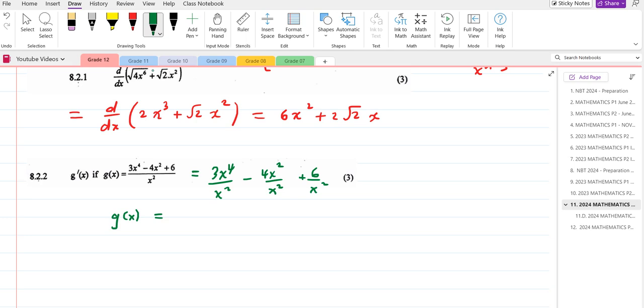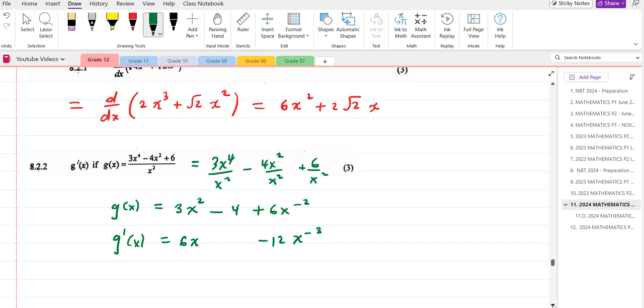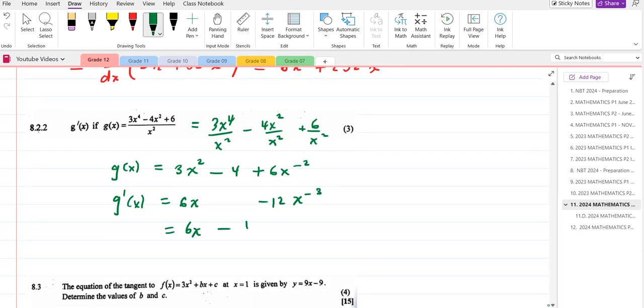g of x is 3, 4 minus 2 is 2, 3x squared, minus 4 plus 6x to the power negative 2. Because remember, that's a negative exponent, take it up. Now we write g prime x is equal to 2 times 3 is 6x, derivative of constant is 0, and 6 times minus 2 is minus 12x to the power negative 3. You can leave your answer like this because they didn't say you must write it in positive exponents. But if you do want positive exponent form, it should be written like this: 6x minus 12 over x cubed. I'm just going to bracket this, we don't need it, just stop there.